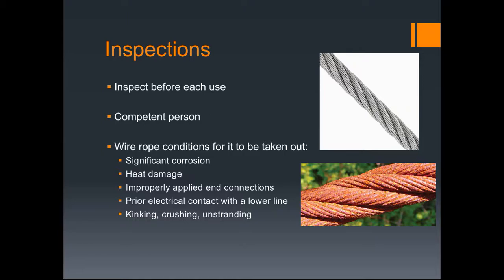And for wire rope conditions for it to be taken out, I have listed a few. As you can see: significant corrosion, heat damage, improperly applied end connections, prior electrical contact with the power line, kinking, crushing, and unstranding. And these just make a dangerous situation when operating if any of these happen to the wire rope itself. And I included two pictures, a perfectly good conditioned wire rope, which is the top one, and then the second one, which is very corroded, and if you were caught by OSHA using a wire rope like this, you would be fined for that.